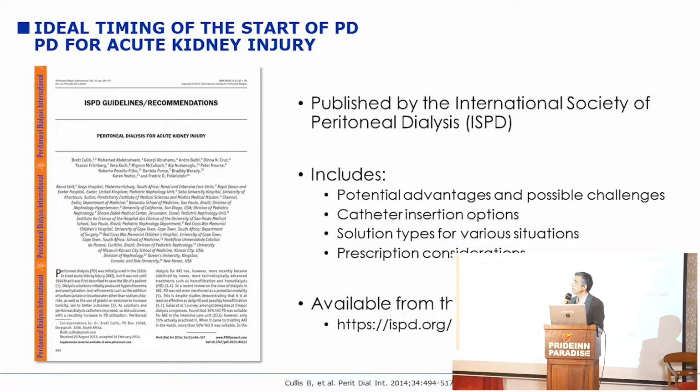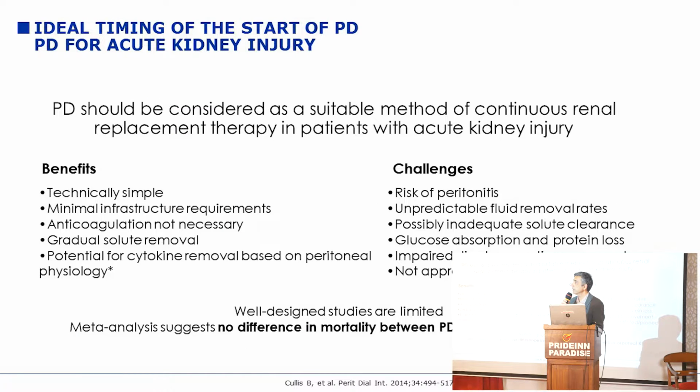PD for acute kidney injury, there is a guideline already available in the literature, so I'm not going to be going to the details of it. But PD should be considered also for AKI because it's simple, it requires minimal infrastructure, anticoagulation is not needed, and we know that these patients in the ICU have a problem with coagulation. But on the other hand, we might also have a higher risk of peritonitis, and the fluid removal rates might be non-predictable because these patients are also receiving.